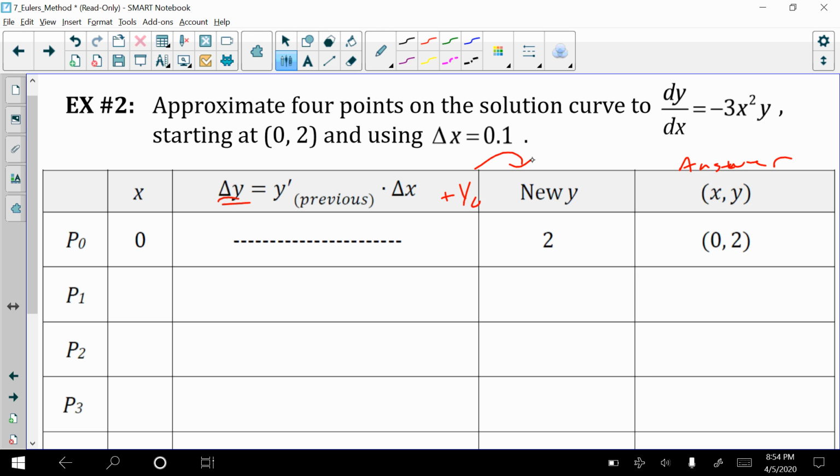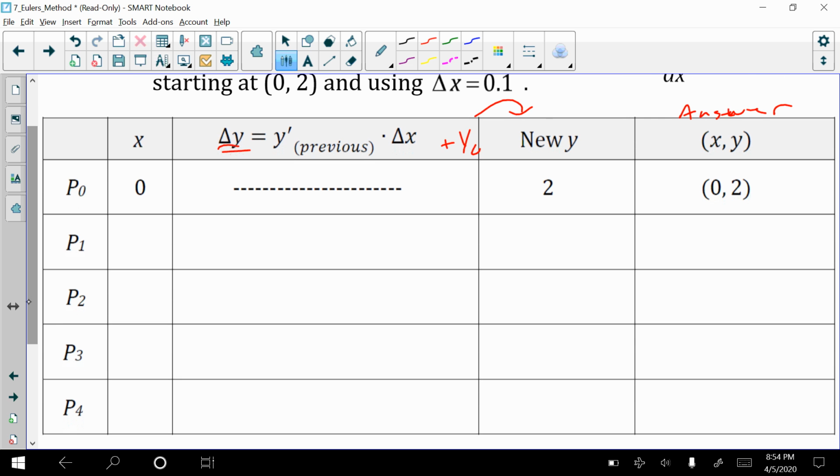So let's go ahead and go through the first step. We don't have to do anything for that initial row of P0 because they've already essentially given us the answer. So the step value is going to be pretty easy to fill in the x column. So we're going to say 0.1 here, 0.2 here, 0.3, and 0.4. We're just using the delta x to fill that column in pretty easily. Now we just got to figure out what y is going to be.